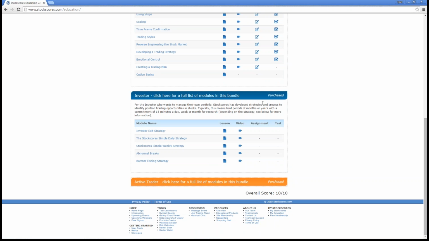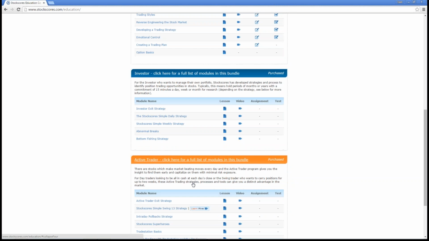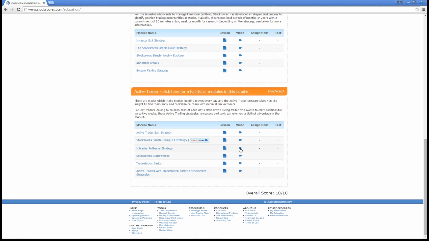So tonight we're going to use the Stockscores Simple strategy. We have 2 versions of that, the daily and the weekly, and there's a written lesson that explains it as well as a video. And these are really the rules for when to buy, when to sell, how to manage risk, how to manage emotion, and the process for finding them. If you have an interest in being an active trader, there's material in there for you as well. Tonight's presentation isn't focused on active trading, so I'm not going to get into that tonight.